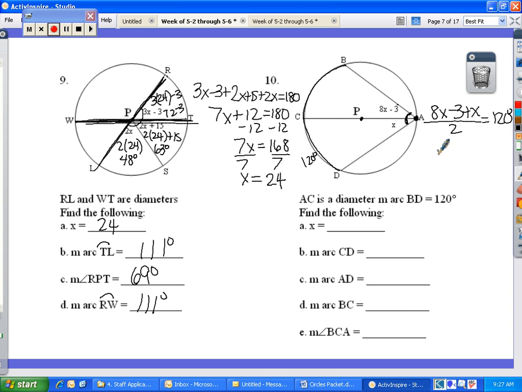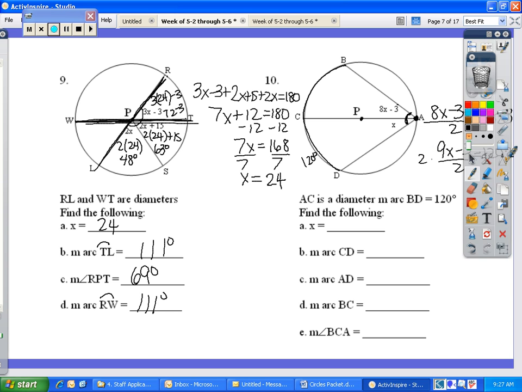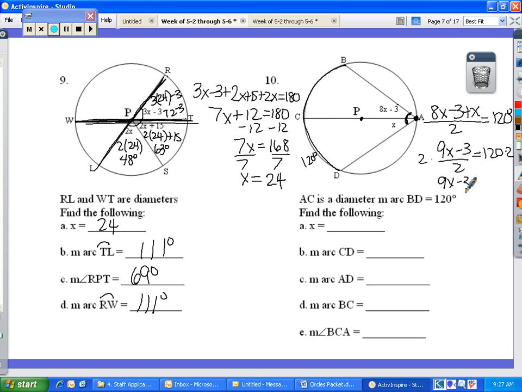So now I'm going to solve this, which first I want to combine like terms. So 9x minus 3 over 2 equals 120. Multiply both sides by 2. So 9x minus 3 equals 240. Add 3 to both sides. 9x equals 243. Divide both sides by 9. And x equals 27.